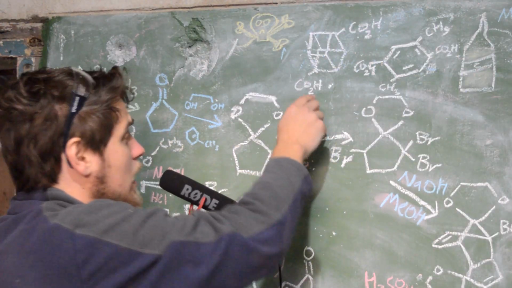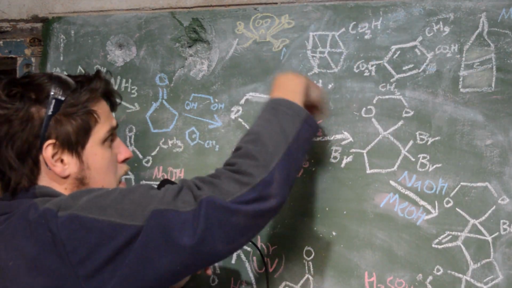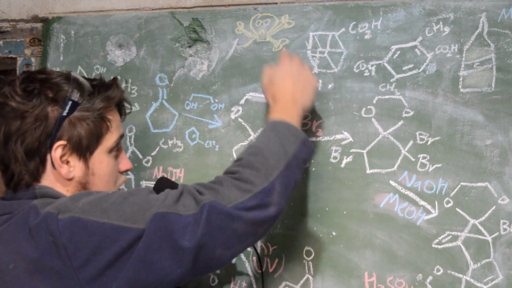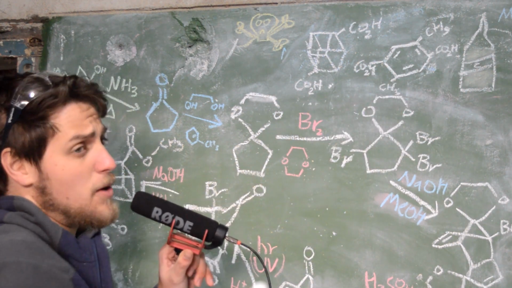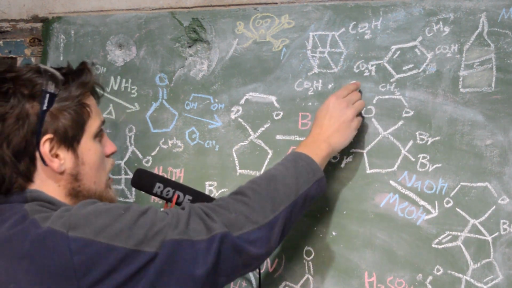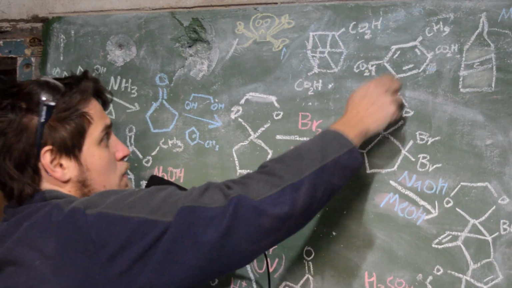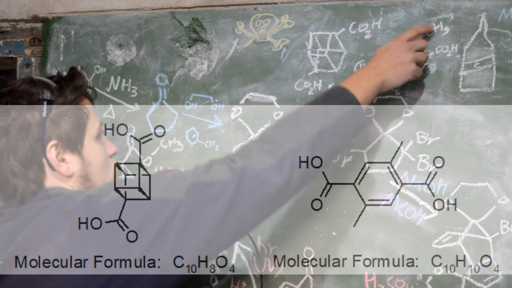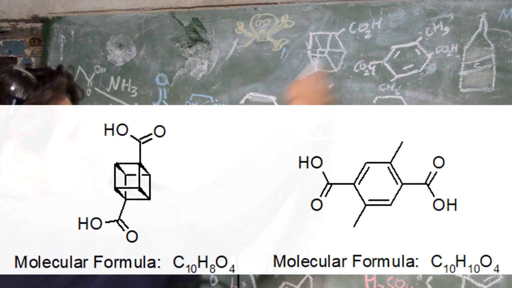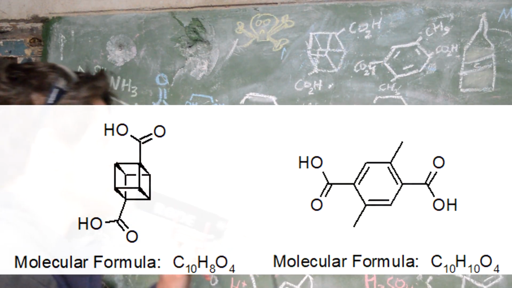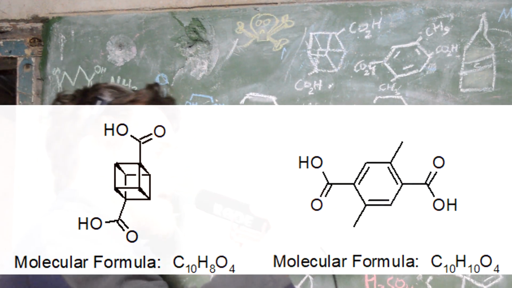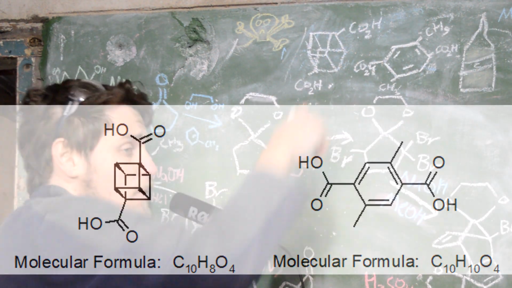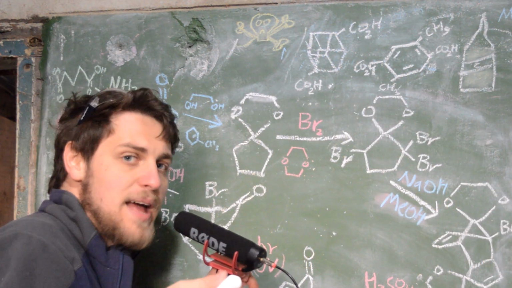In our cubane dicarboxylate, we've got 10 carbons, so 8 in the cube and 2 in the carboxylate groups, and 4 oxygens. And if we consider a similar molecule with a very similar molecular formula, but instead we've got a benzene group and 2 methyl groups and 2 carboxylate groups, so we've still got the same number of carbons and the same number of oxygens, but this cubane molecule is much more energetic. Those 8 carbons are forced into awkward bond angles. You get lots of energy out from that strain.